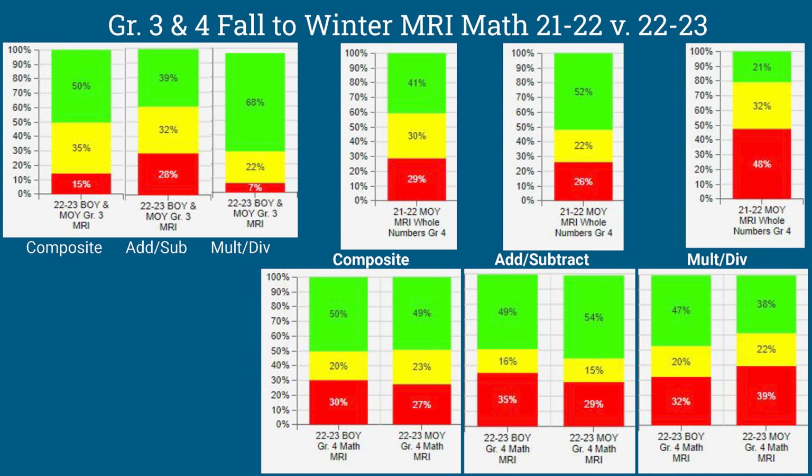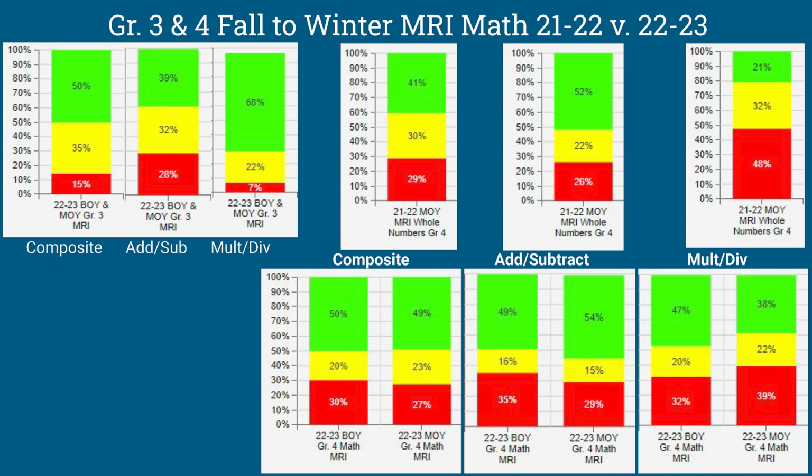Looking at 3rd and 4th grade. 3rd grade, this is the first year we've given the MRI, which is the math reasoning inventory. At the beginning of the year, we gave addition and subtraction. At the middle of the year, we gave multiplication and division, and it also gave us a composite score. So we don't have anything to compare this to because this is the first year that we've done this assessment in 3rd grade. But 68% of our kids being proficient for multiplication and division is really good, especially in the middle of the year when they've just started multiplication and division in 3rd grade.